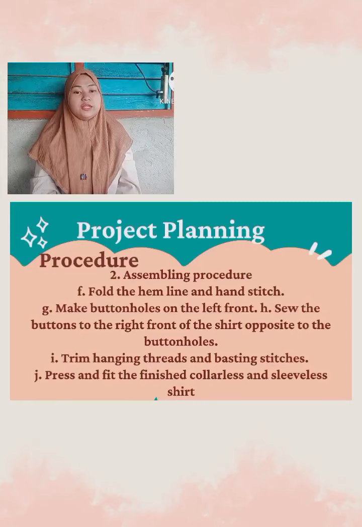So we hand stitch. Then make buttonholes on the left front. And then sew the buttons to the right front of the shirt opposite to the buttonholes. Then trim hanging threads and basting stitches. Then press and fit the finished collarless and sleeveless shirt.